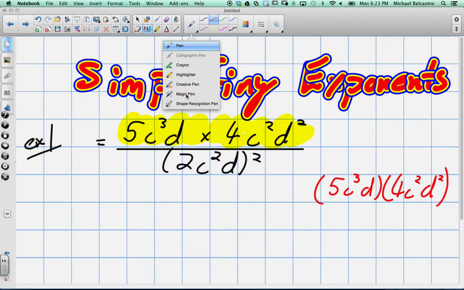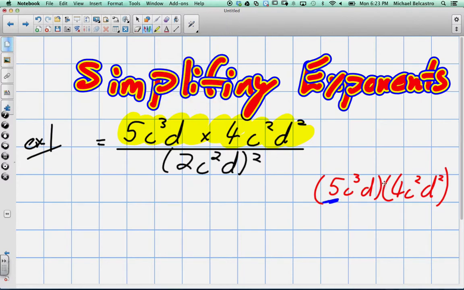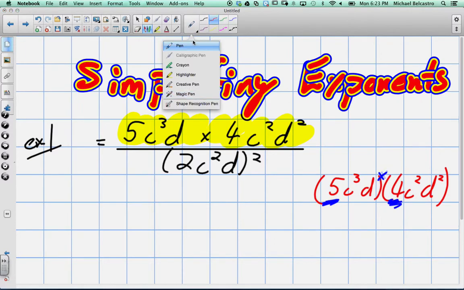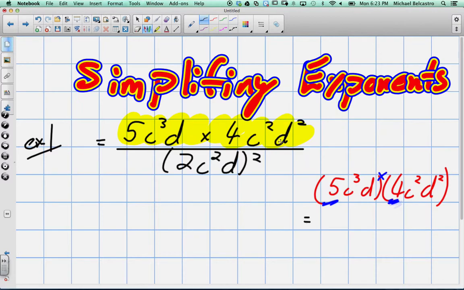Okay, so there's a couple things we got to talk about first. Because this is multiplication, the first thing I want to do is the coefficients. I want to actually multiply them. So what would our 5 times our 4 be equal to? 20. So the very first term, I'll do it in blue, is 20, because those are like terms. Now my c's are my next like terms. Because everything's multiplied here, what do I do with the exponents of these two? Add them. So what is 3 plus 2? 5. So this becomes c to the power of 5.